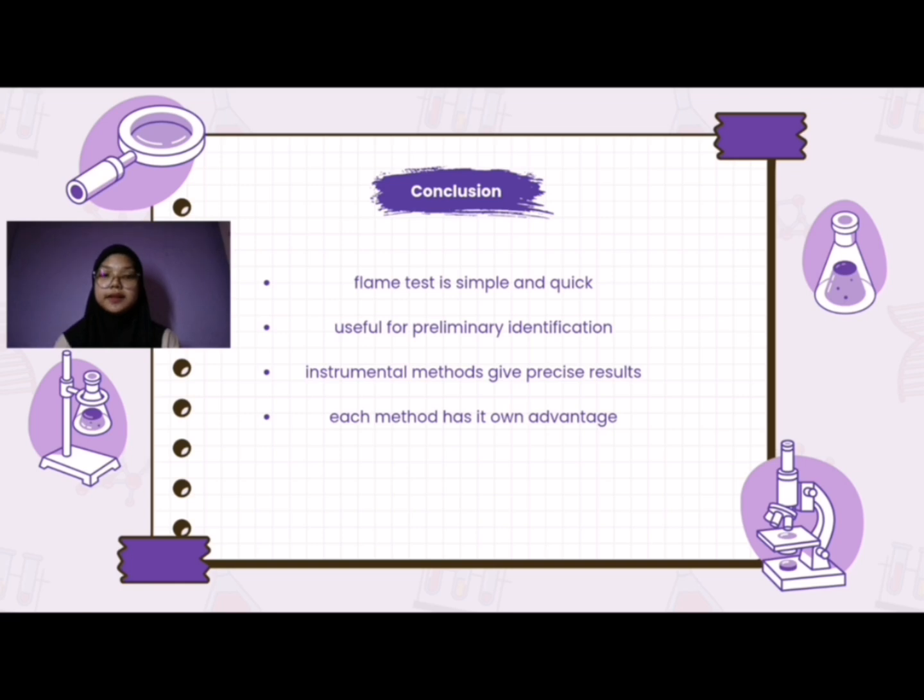In conclusion, the flame test is a simple and fast method. It is suitable for preliminary identification of metal ions. However, instrumental methods provide more precise results. Both methods have their own advantages and limitations. The choice of method depends on the purpose of the analysis.